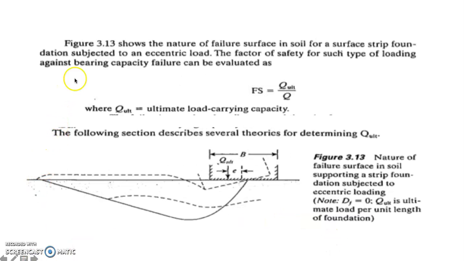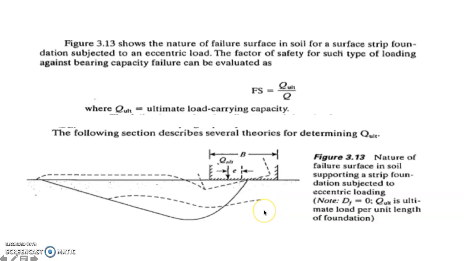So we have a figure showing the nature of failure surfacing soil for a surface strip foundation subjected to an eccentric load. So the factor of safety is equal to the ultimate bearing capacity all over our applied load. So this is an illustration for the nature of failure in soil supporting a strip foundation subjected to an eccentric loading. You have to take note, you have your D sub f equal to 0.